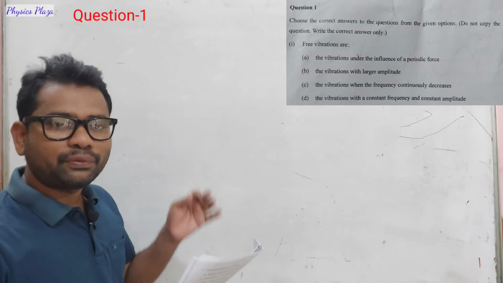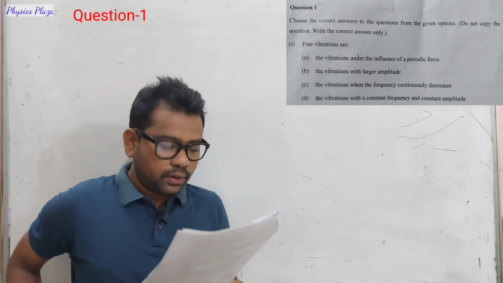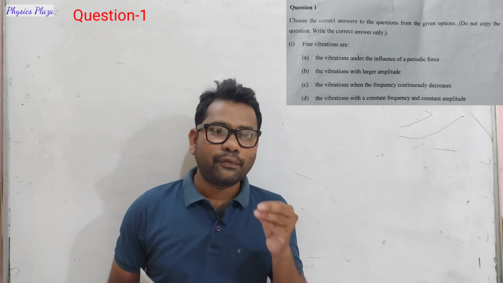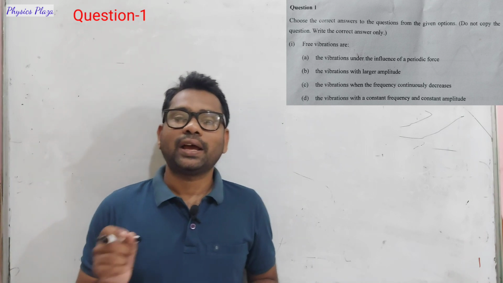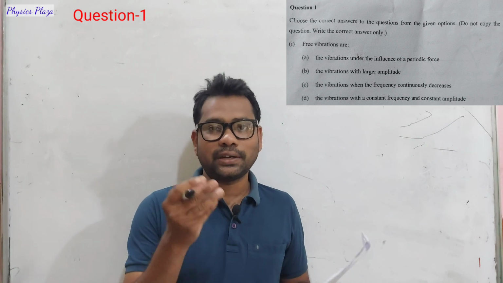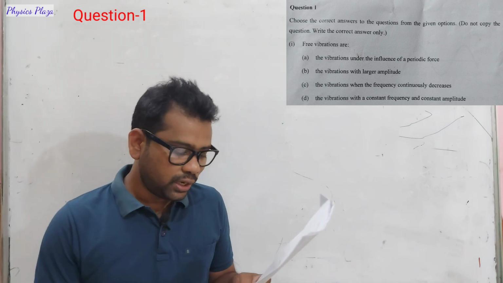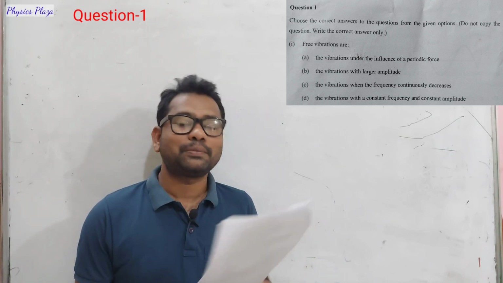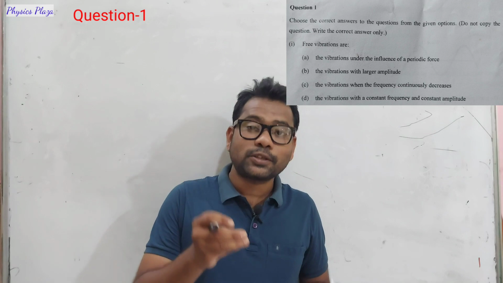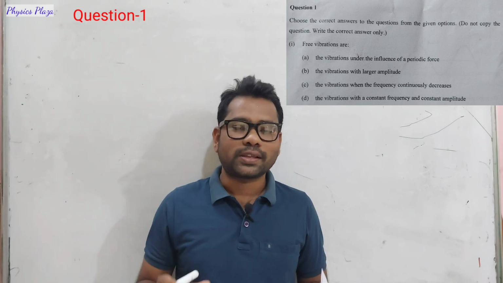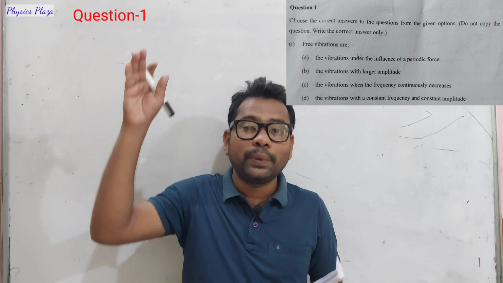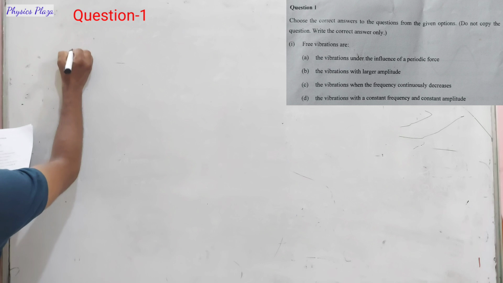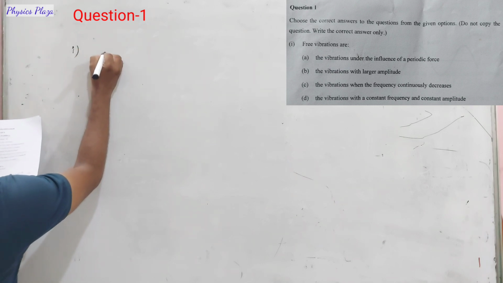So children, look at question number 1 here. Choose the correct answer. The first one: free vibrations or natural vibrations can occur only in the absence of external force. So according to option D, vibrations with a constant frequency and a constant amplitude. That's right, because in the absence of an external medium, energy is not lost, so amplitude won't decrease and remains constant. Question number 1, first bit, answer is D.